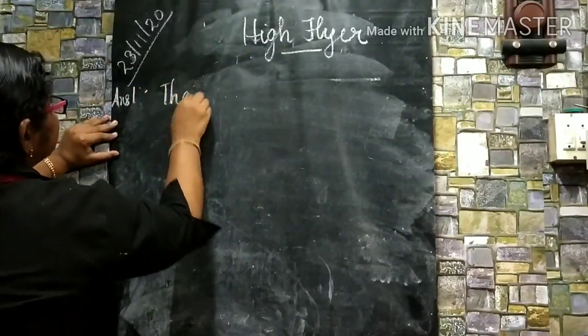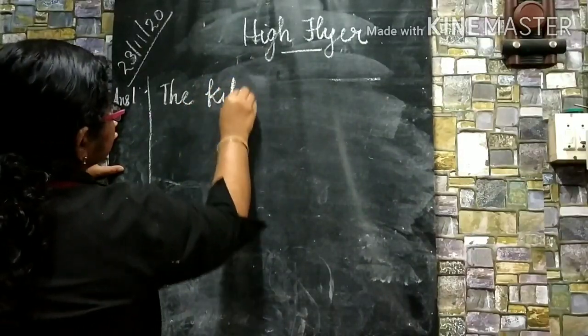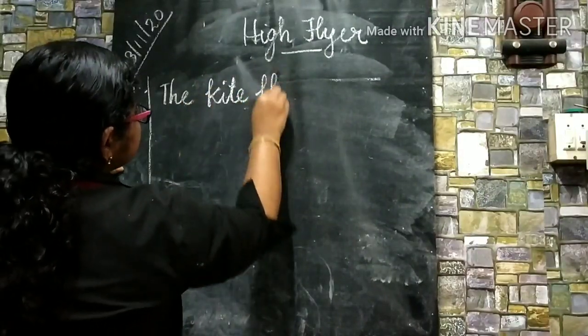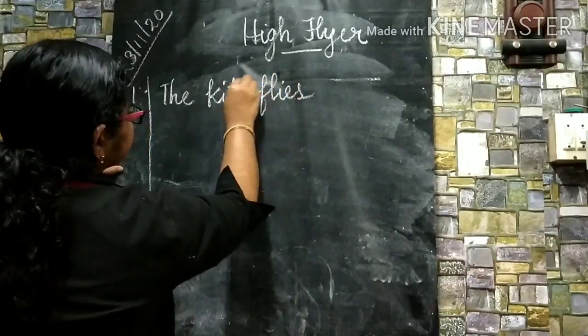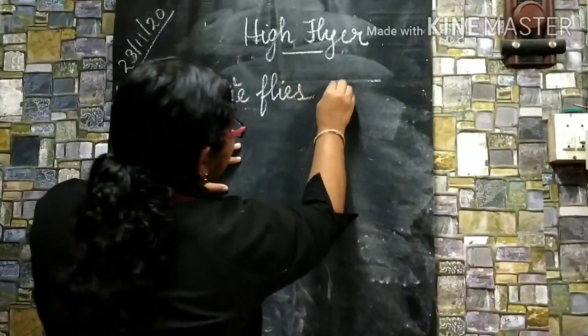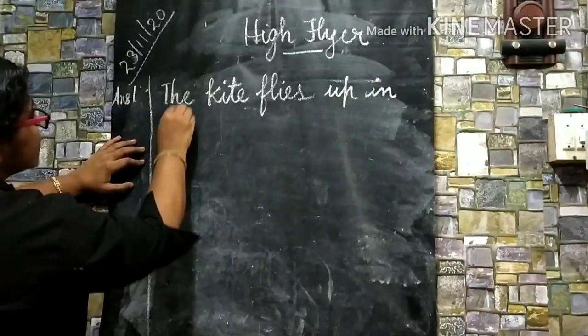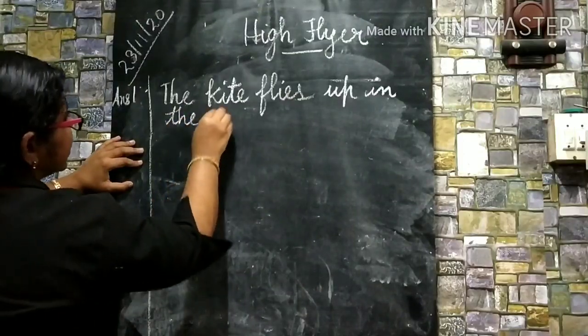Write the kite flies. Where does the kite fly? The kite flies up in the air.